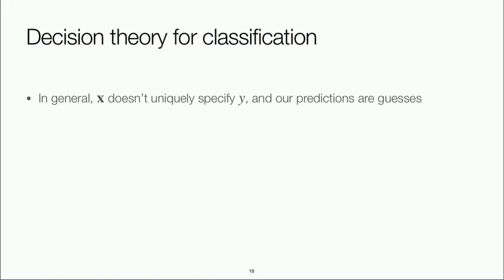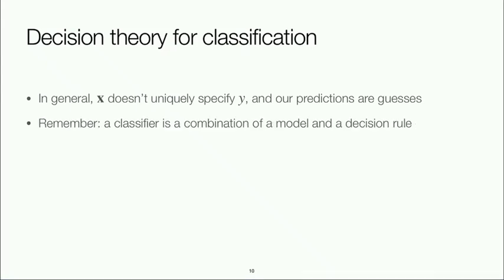In classification, just like in regression, we usually don't have the case where things are deterministic. It's not usually the case that our input X is going to uniquely specify Y. Instead, X specifies some distribution over Y, which is why we build probabilistic models. And then our predictions are guesses. They're educated guesses about what we think the most likely label, the most likely class would be, but we're very rarely ever sure about what the class should be. And so we need to make these guesses, and the question is, how do we make them?